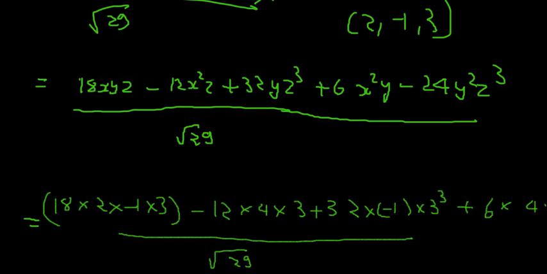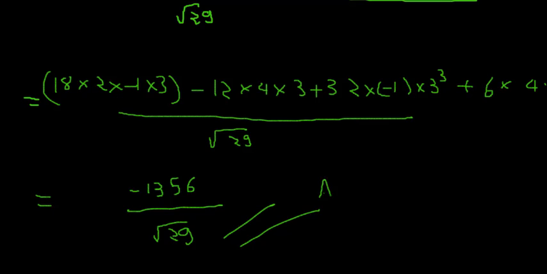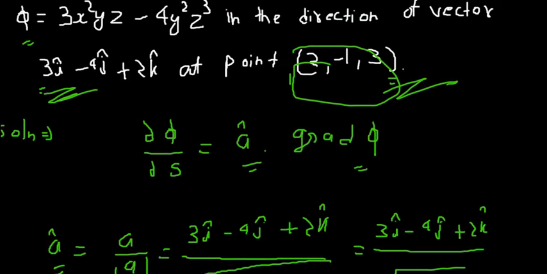So let's just solve this in a calculator. You guys can solve this in a scientific calculator if you are an engineer or studying any technical stuff. I'm going to solve this in a calculator, so let me just... okay, so the final value is minus 1356 upon root over 29. Yeah, that's my answer, and that's how you should solve the question.